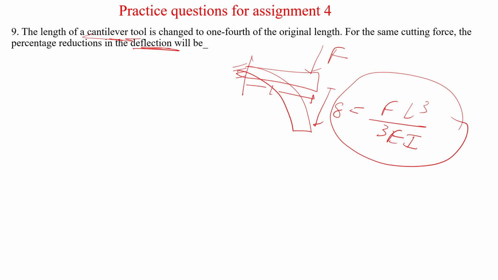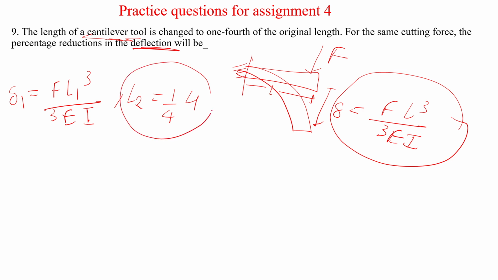It is asking that if the length of the tool is changed to 1/4, then for the same cutting force, the percentage reduction in the deflection. So if delta 1 is equal to FL1 cube upon 3EI, and now L2 is 1/4 of L1.